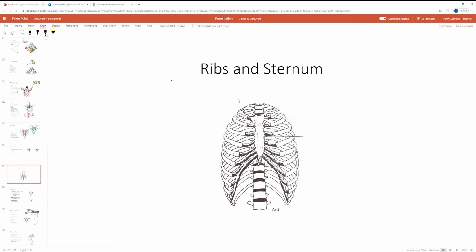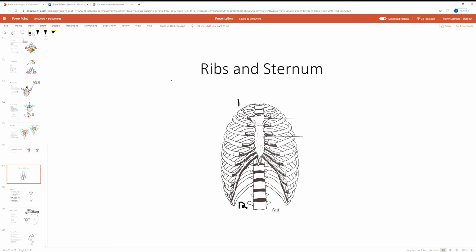We have 12 pairs of ribs. They start with your first rib here, which is essentially flat in the transverse plane, and then we go all the way down to your 12th rib. Ribs 11 and 12 are called floating ribs. You can see the tip of rib 11 and 12 both right there. What floating ribs mean is they don't actually connect to the sternum. The ends of the shaft are actually floating. Ribs 1 through 10 are connected to the manubrium or body of the sternum through some costal cartilage.